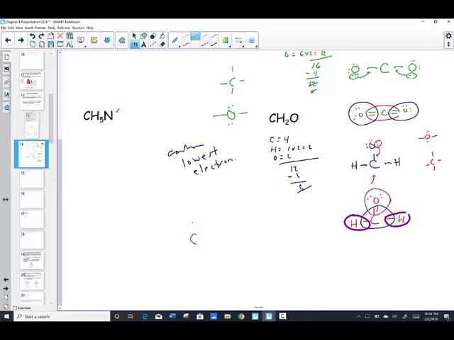When I redraw this clean, we'll see that since carbon is attached to 3 atoms, it's attached to an oxygen, it's attached to a hydrogen, it's attached to a hydrogen, that the molecular geometry is now called trigonal planar. It's going to look like an equilateral triangle. We'll learn that when we get to the VSEPR theory section of our chapter, we'll see that this truly is an equilateral triangle around the central atom.